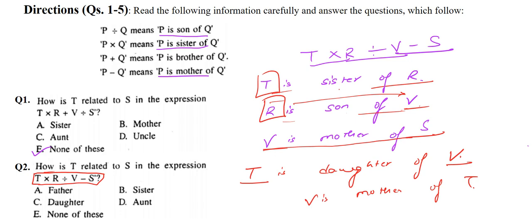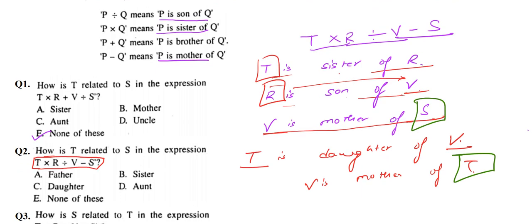So since V is mother of both T and S, therefore T and S are siblings. They are in a brother-sister relationship, or a sister-sister relationship, but we know that T is a female, because here we have T is sister. So T is female, so T is sister of S. So here we have T is sister of S.